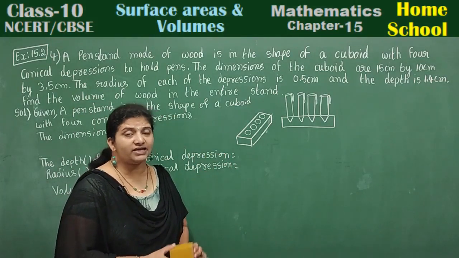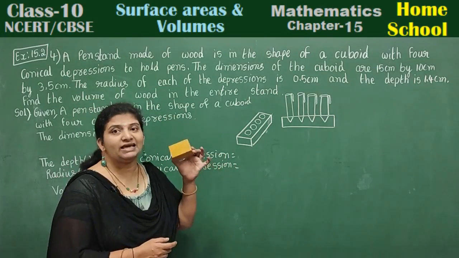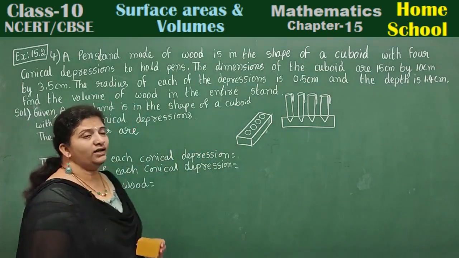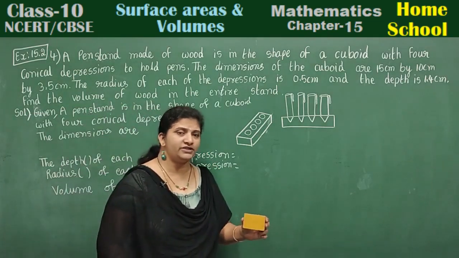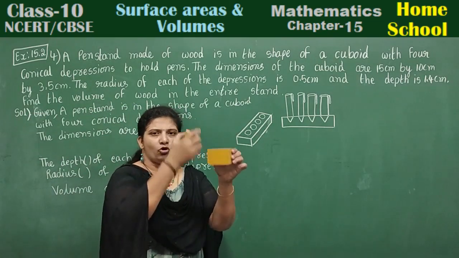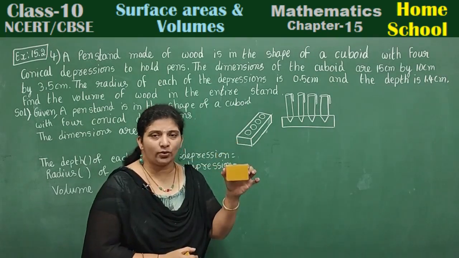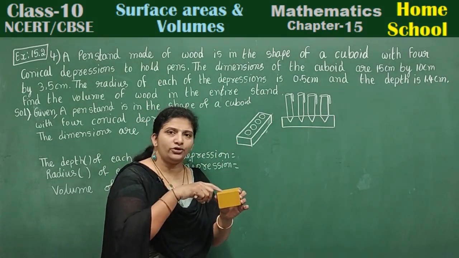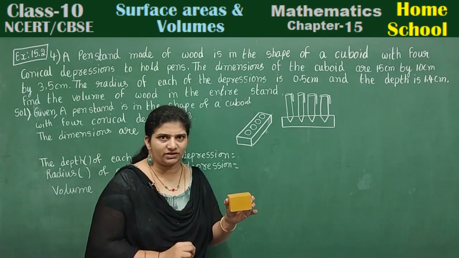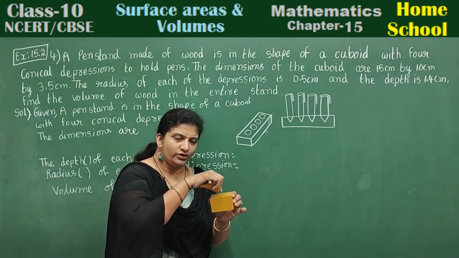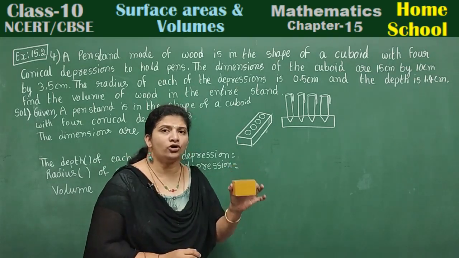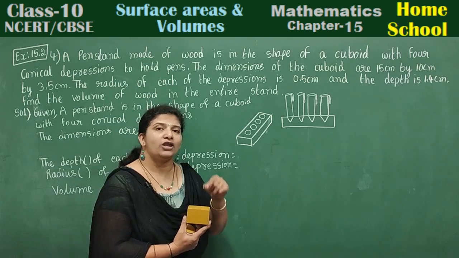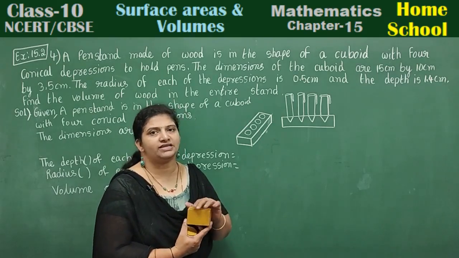A pen stand made of wood is in the shape of a cuboid with 4 conical depressions. Conical depressions means, look here, this type of cones are dug from this wooden cuboid. This is a big cone, but we are going to scoop out small cones from this. 1, 2, 3, 4. 4 cones are removed in this wood. Why do we remove these cones? In order to make this wooden cuboid a pen stand.